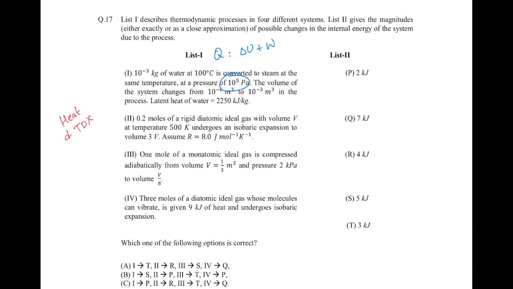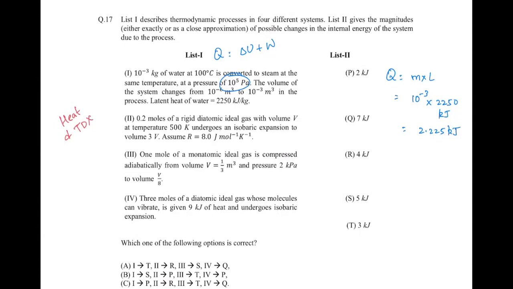If we find out Q value, see I'm separately finding it out. Q value is going to be m times latent heat. Now mass is given to be 10 power minus 3 kilogram of water into latent heat value is 2250 kilojoules per kilogram. So that is anyway in kilojoules, options are there. So let me directly calculate. This would be in kilojoules. So we are going to get 2.25 kilojoules. So that is going to be Q value.